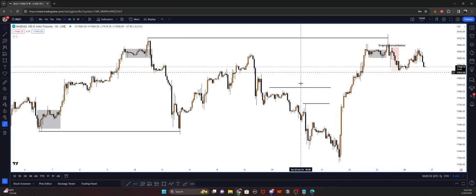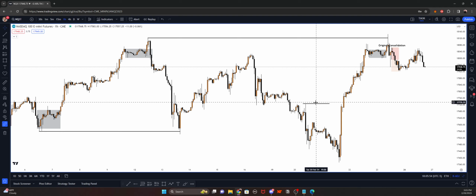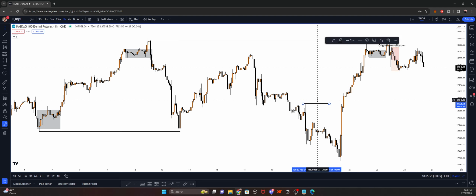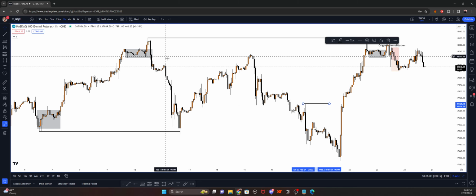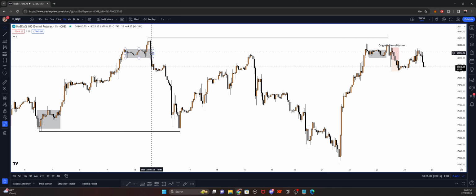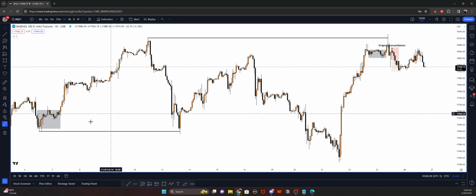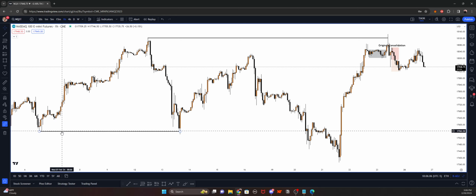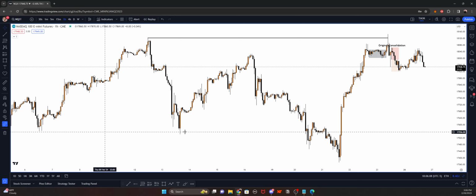So, any questions about high resistance and low resistance liquidity runs before I move on? This is very, very important. Alright, no questions, I assume. Cool.